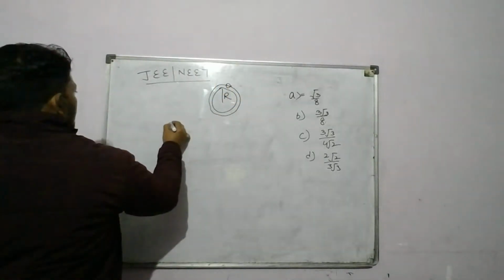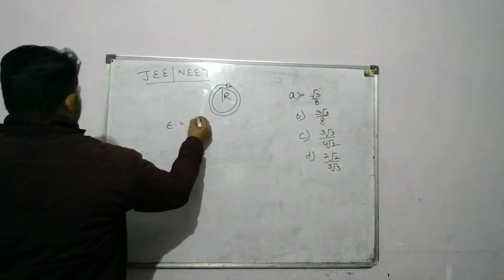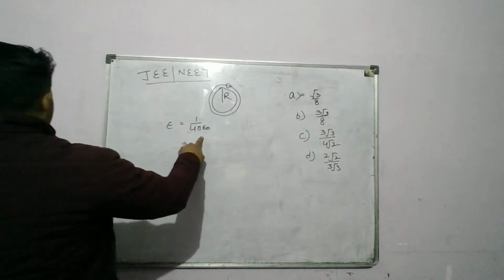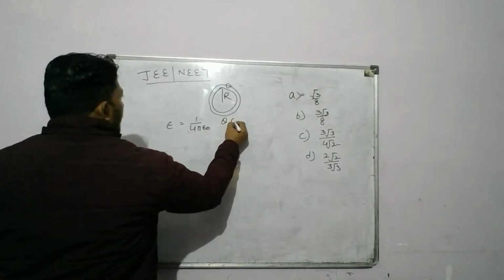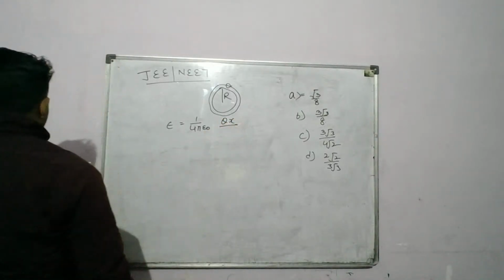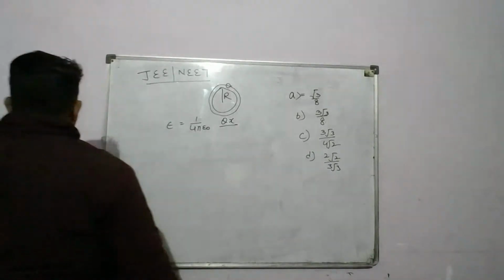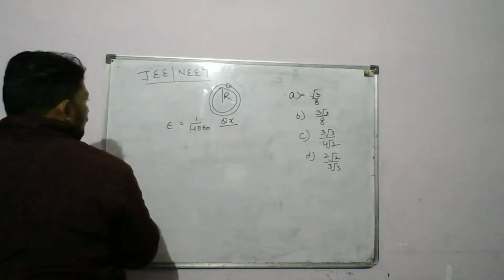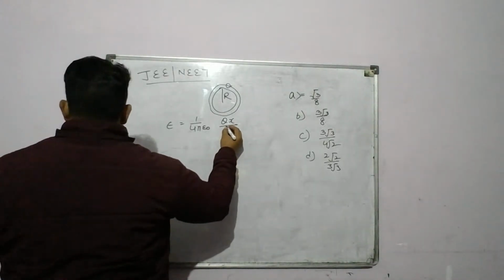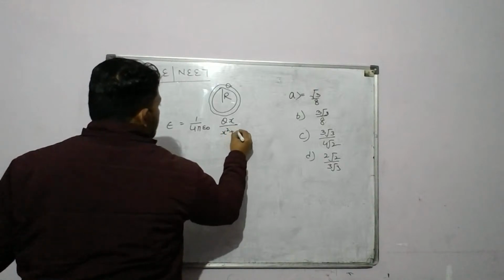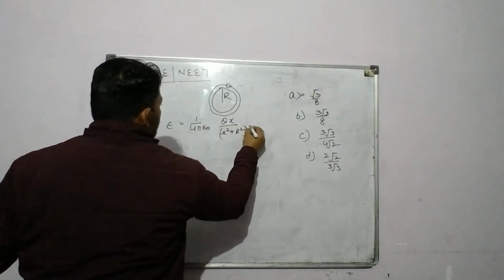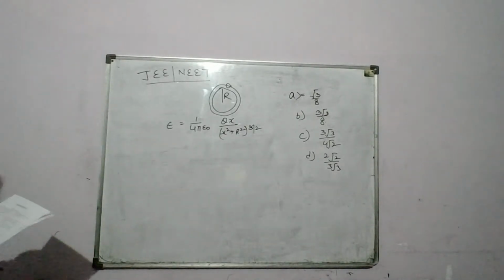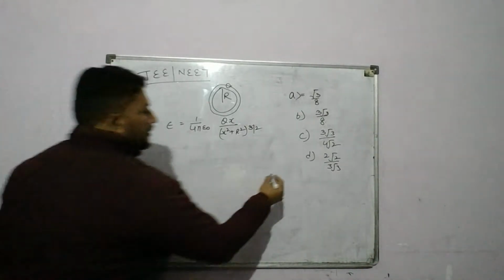So E is equal to 1 upon 4 pi epsilon 0. You can write here K and Q. First is X distance, and second distance is R by under root 2. So E is equal to Qx upon (x square plus R square) raised to power 3 by 2. You know the formula of this.